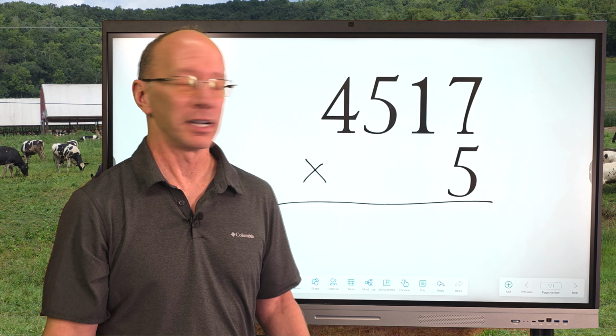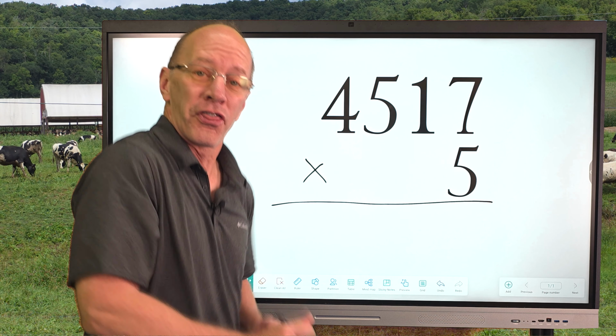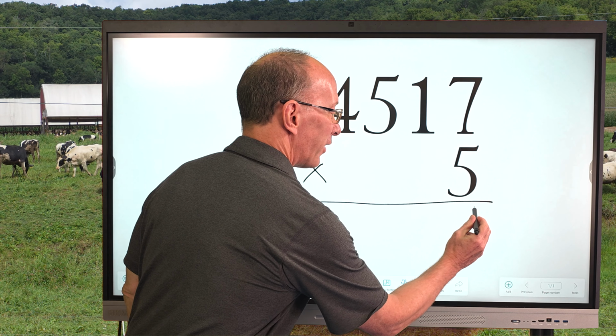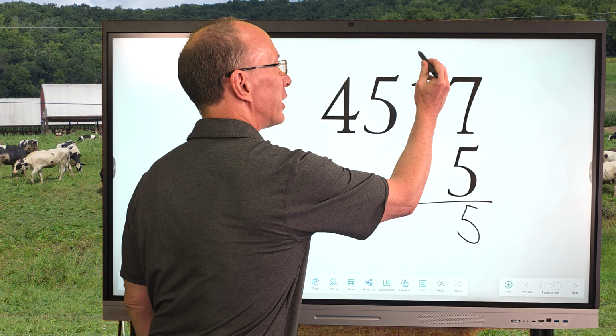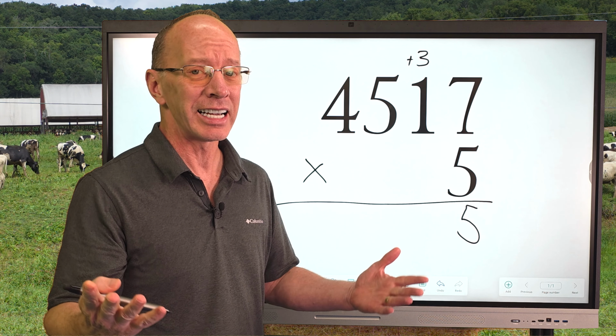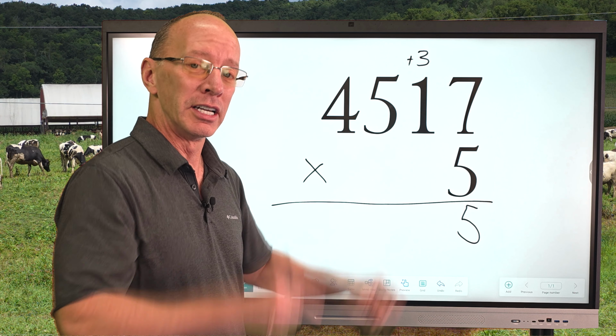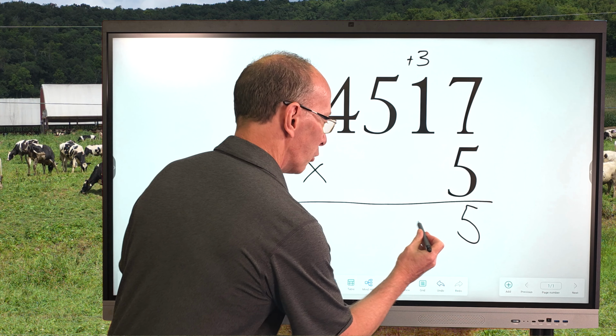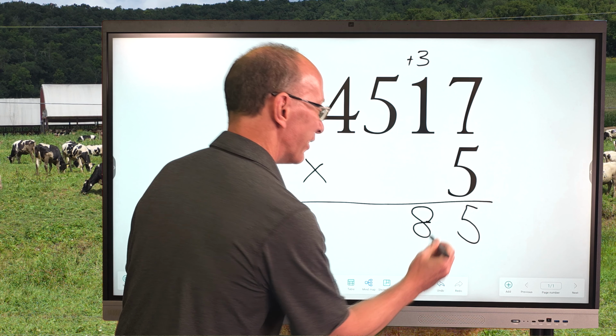All right, let's get started here. 7 times 5, 35. So I put the 5 right here. Put the 3 up there. We're going to add that in a little bit. Not yet, but in a little bit. Then we take 5 times 1 is 5. Plus the 3, 5, 6, 7, 8. Don't be late, 8. So we put the 8 right there.